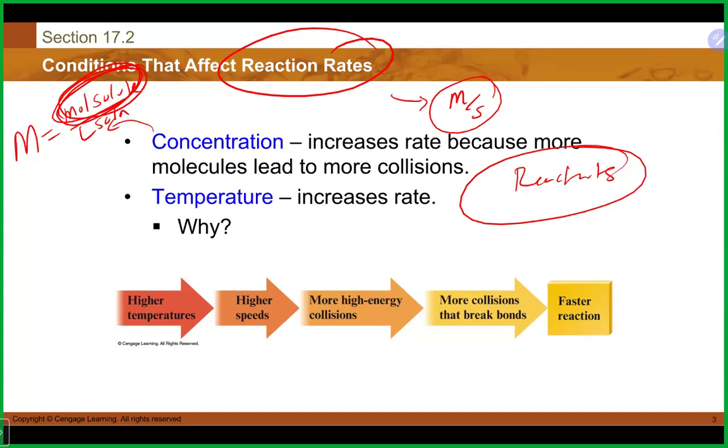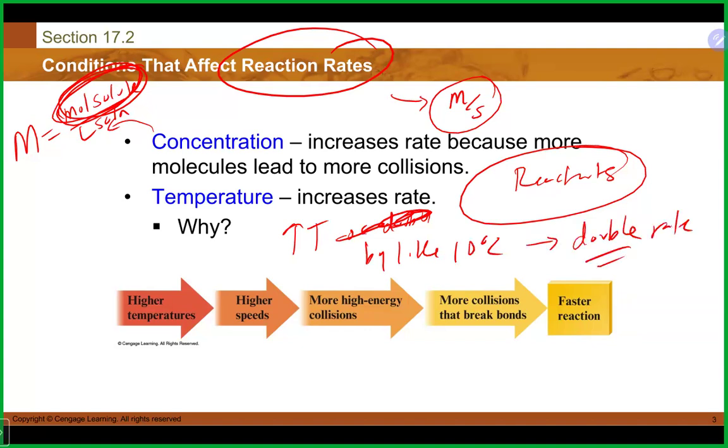Temperature also plays a really big role in how fast or slow a reaction takes place. Typically, if you increase the temperature, you will increase the rate of a reaction. For a lot of reactions, increasing the temperature by about 10 degrees Celsius is enough to double the rate of that reaction and allow it to occur a lot quicker. So when we increase the temperature, what we're also doing is increasing the energy in the system.